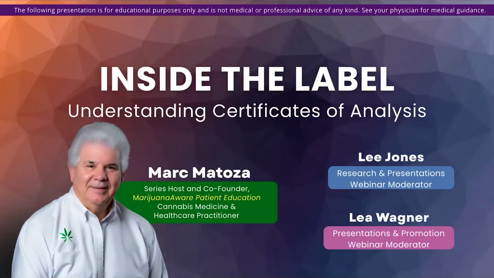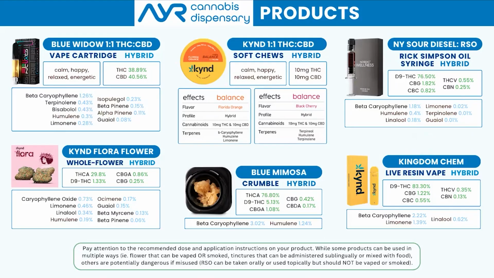Today we're going to get inside the label. We're going to take a look at understanding certificates of analysis. When you go to a dispensary, whether that's online or physically in a dispensary itself, you see a number of products and there's a number of attributes given to these products. So let me give you an example.